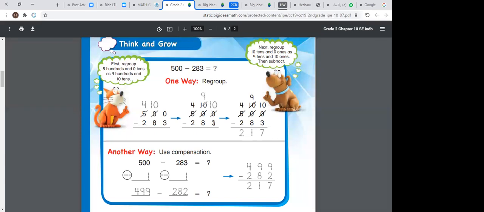Now 10 minus 3 equals 7. 9 minus 8 equals 1. 4 minus 2 equals 2. This is the regrouping way.